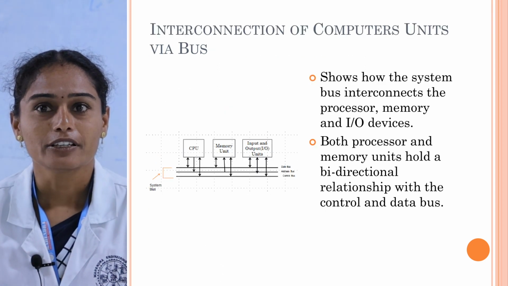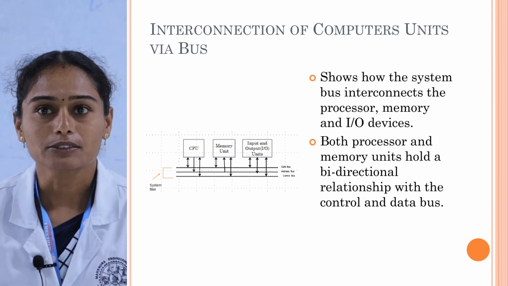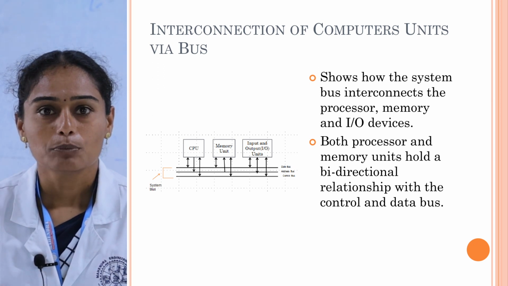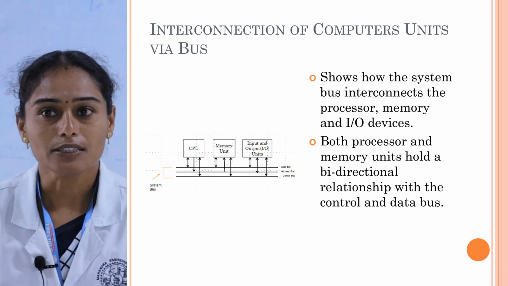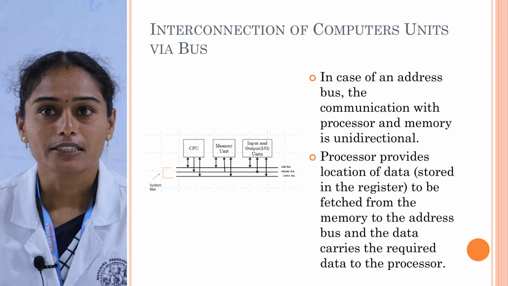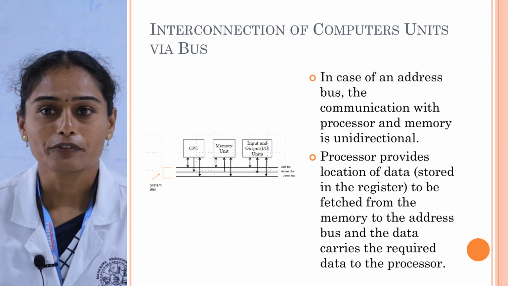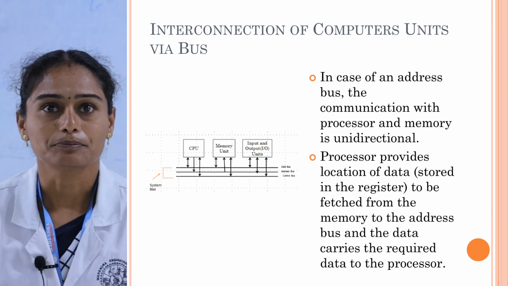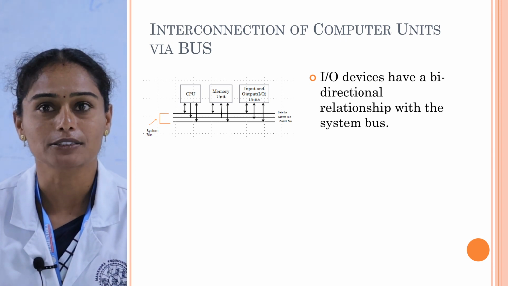Interconnection of the computer units. We interconnect the computer units through the bus, which shows how the system bus interconnects the processor, memory and the input-output devices. Both the processor and memory unit hold a bidirectional relationship with the control bus and the data bus. In case of the address bus, the communication with the processor and memory is unidirectional. The processor provides the location of data to be fetched from the memory on the address bus, and the data bus carries the required data to the processor. Input-output devices have a bidirectional relationship with the system bus.